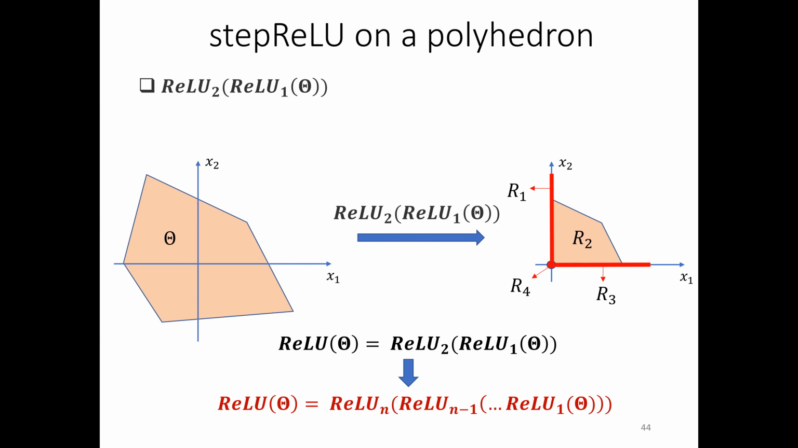So that means the core step for ReLU operations is gonna be the step ReLU operation. Okay, we only worry about a single dimension at one time and how it works, and then we apply it recursively for all the dimensions. Then we finally get the output of the ReLU operation. Okay. Any questions so far?